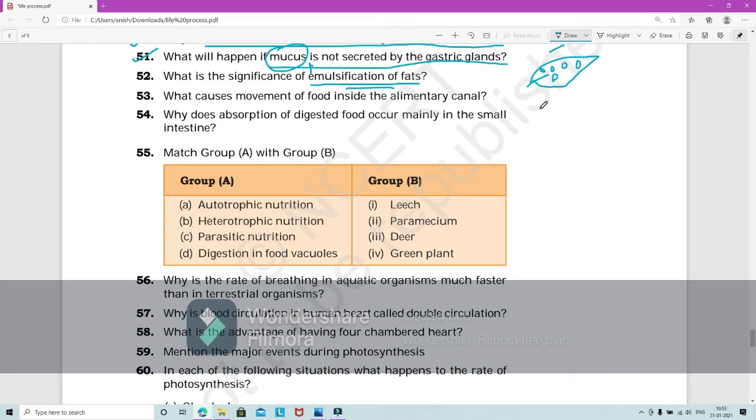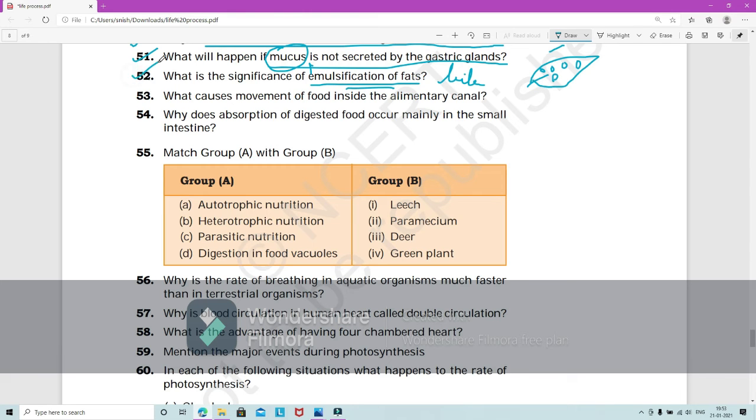First of all, what is emulsification of fats? Emulsification is basically the breakdown of large fat globules into smaller globules, so that the action of other enzymes or biocatalysts can be more efficient. So what is the significance? It will help in the breakdown. Which does the emulsification of fat? It is the bile. The bile juice will help in the emulsification of the fat. Bile also makes the food alkaline. That is also a function of it.